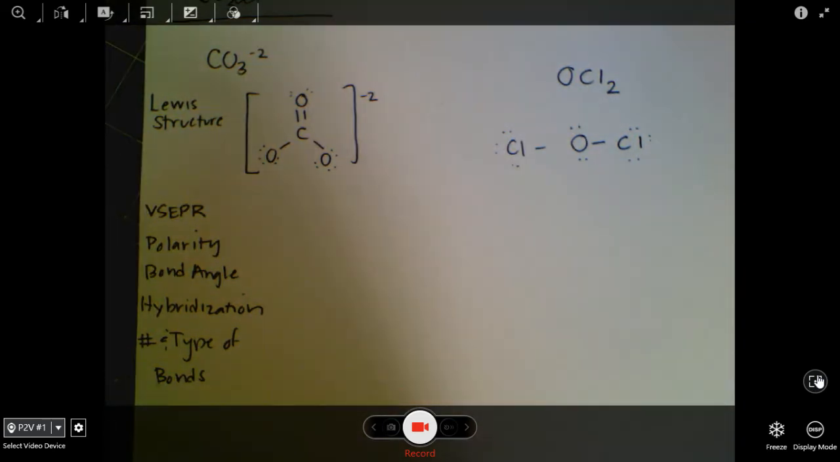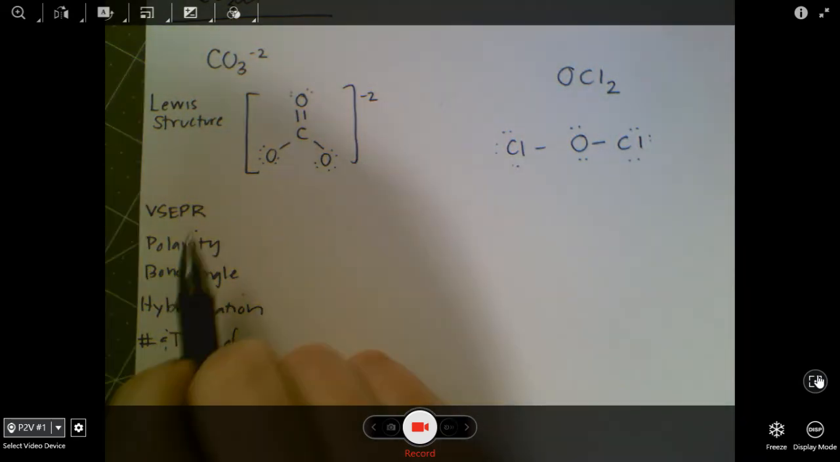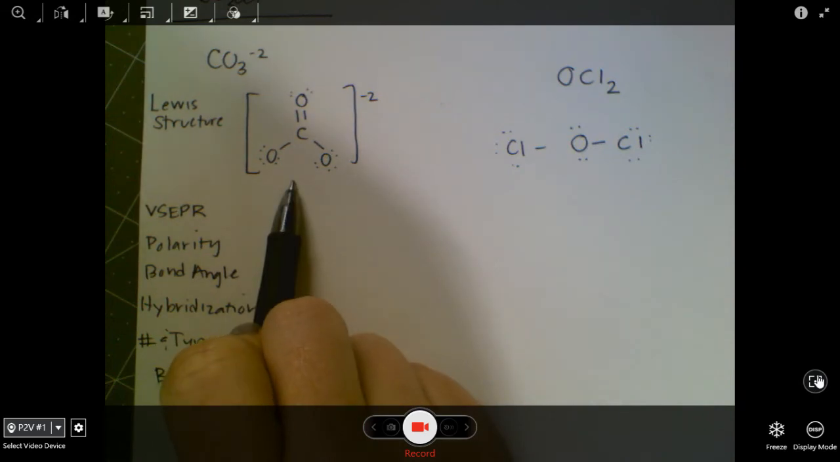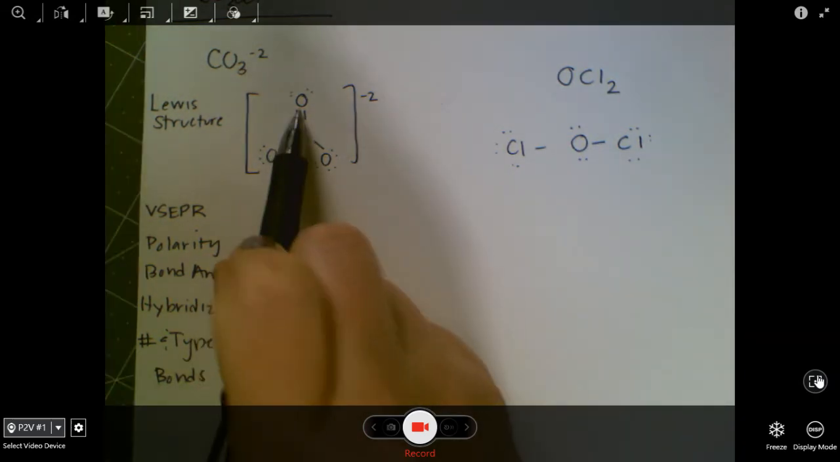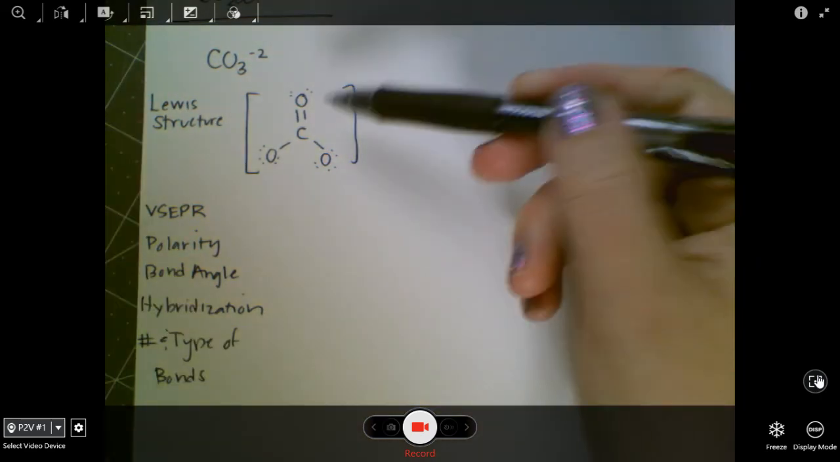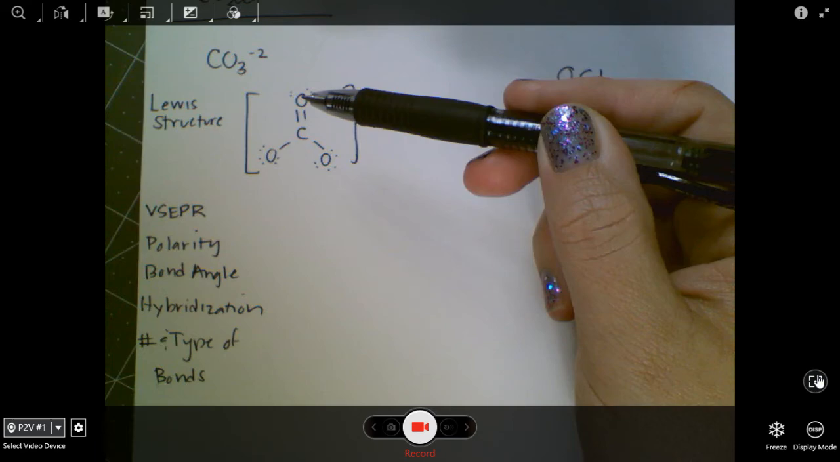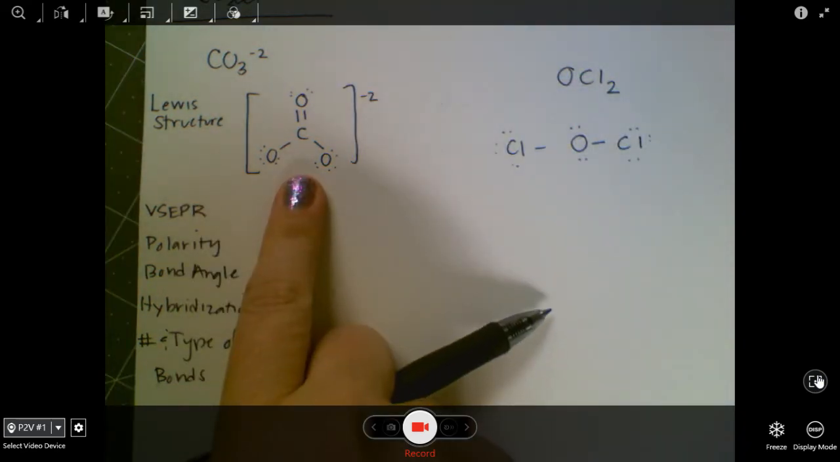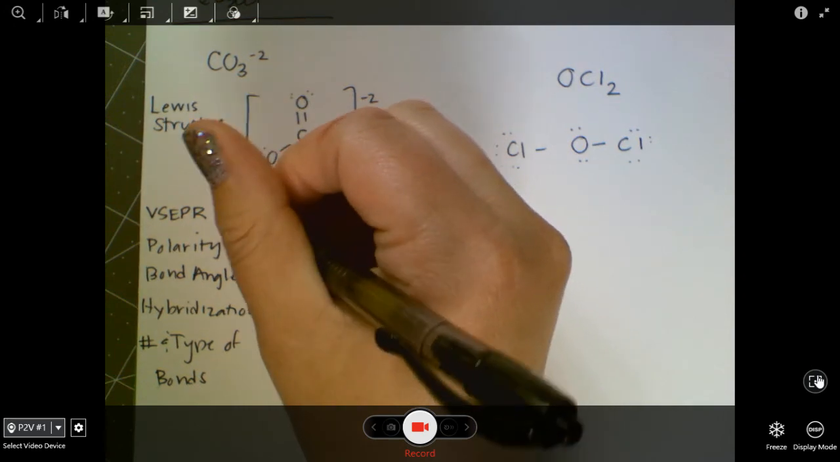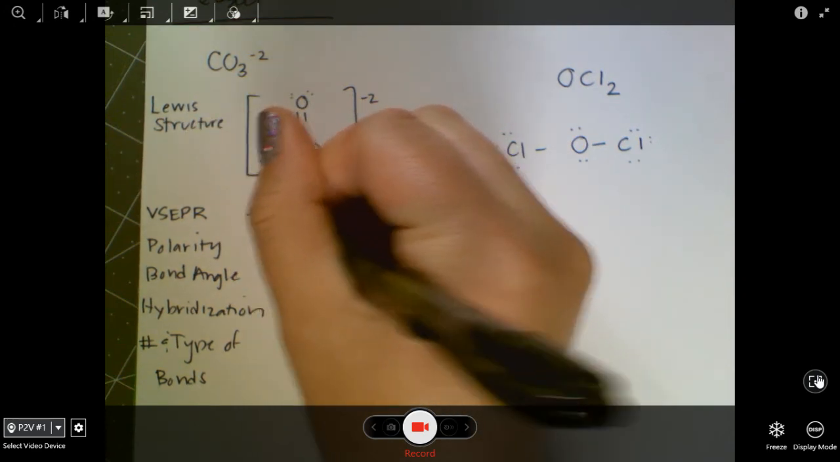So on the homework, I'm going to ask you to draw the Lewis structure first, and then you're going to figure out the VSEPR shape. So if I look at the VSEPR shape for CO3 2-, I have 3 electron dense areas. Remember that this is 1 electron dense area, even though there's multiple bonds. So 3 electron dense areas and no unshared pairs. So my VSEPR shape in this case is going to be trigonal planar.